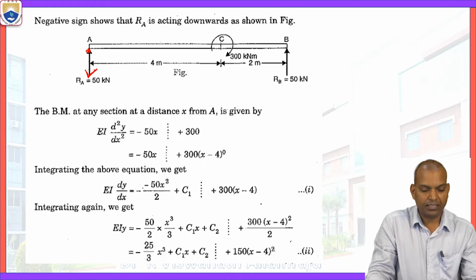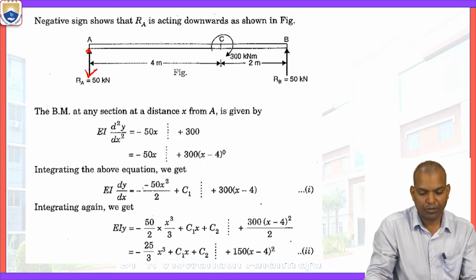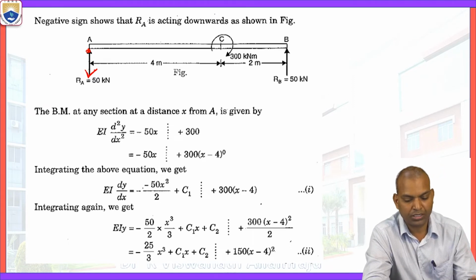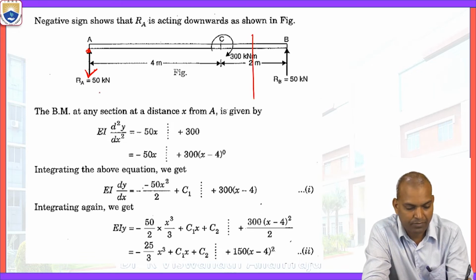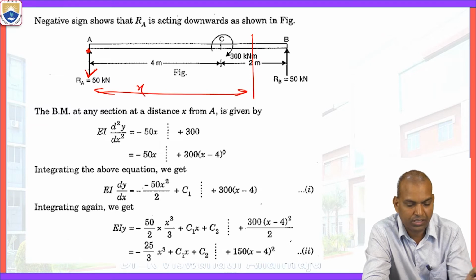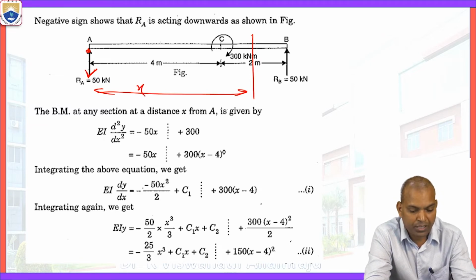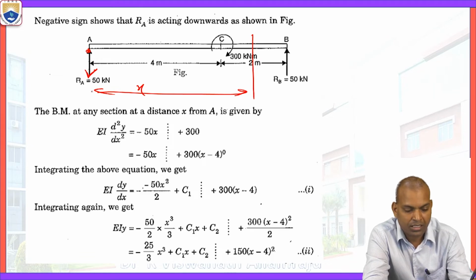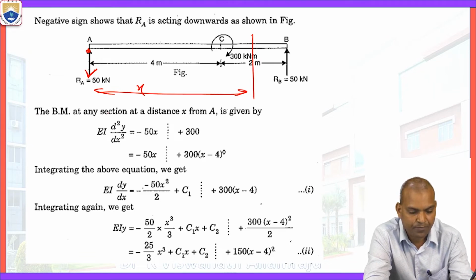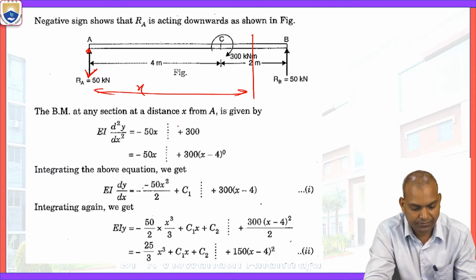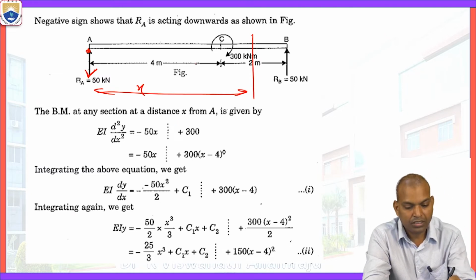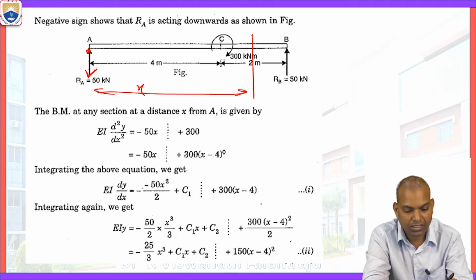Now, how to consider this bending moment? The equation of bending moment is to be considered between the portion X. Consider this distance from where? Between C and B, X here. For that bending moment equation, here it is minus, that is the negative direction, here it is minus 50 times X plus 300 kilonewton meter.